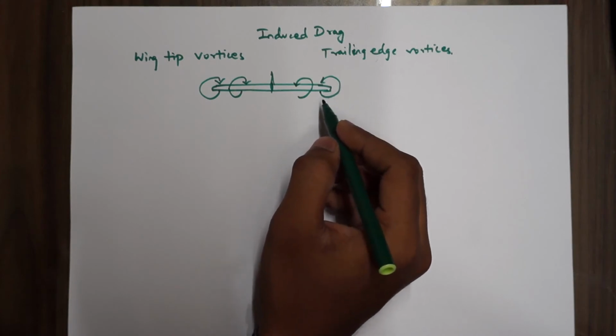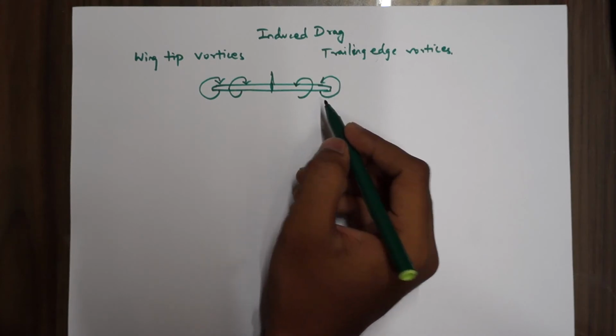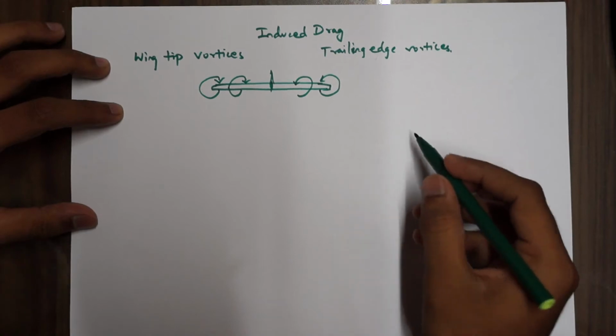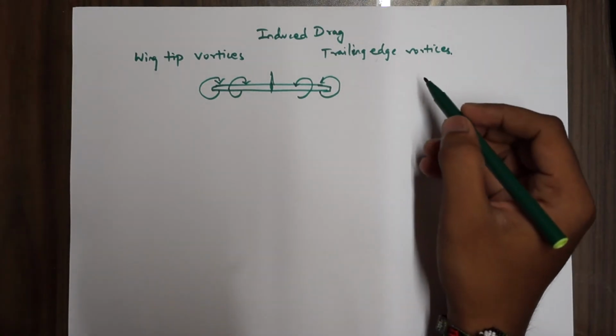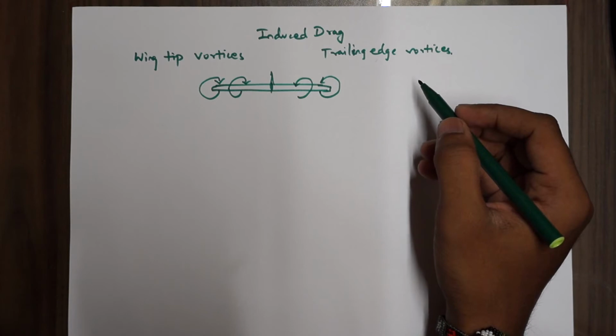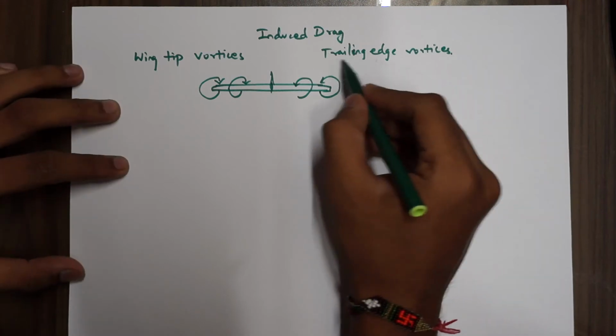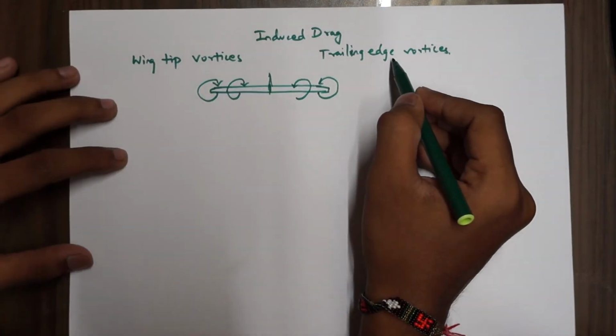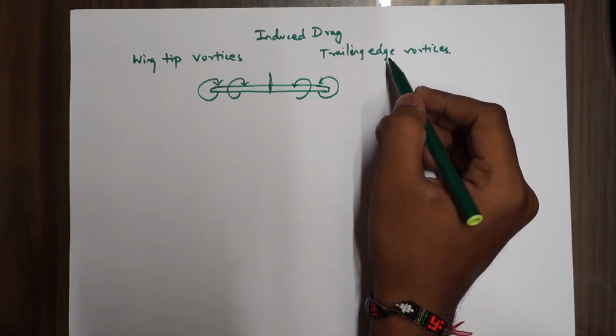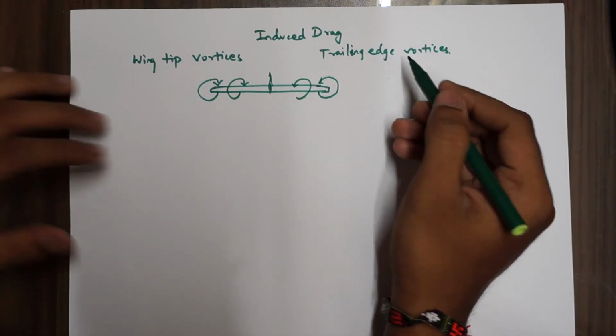Alright, and trailing edge vortices is basically when the airflow over the wing is inwards towards the fuselage due to low pressure on the top surfaces, and outward on the below surfaces, resulting in a conflict meeting at the trailing edge, causing induced drag. This is also wake turbulence. I have mentioned wake turbulence in the previous video, so just go there for the reference. This happens at the trailing edge.